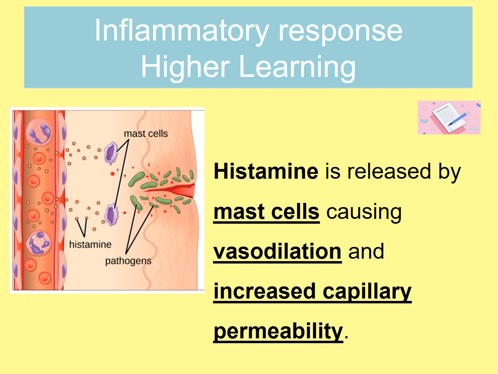Following an injury, mast cells become activated and release large quantities of histamine. This results in blood vessels in the injured area undergoing vasodilation and capillaries becoming swollen with blood.